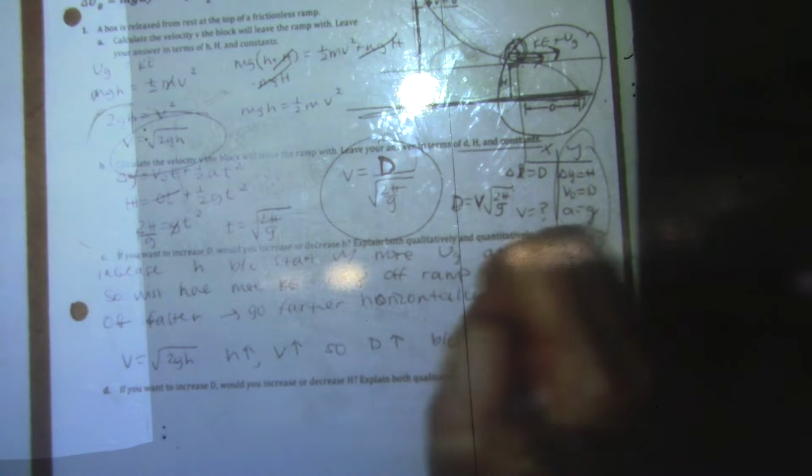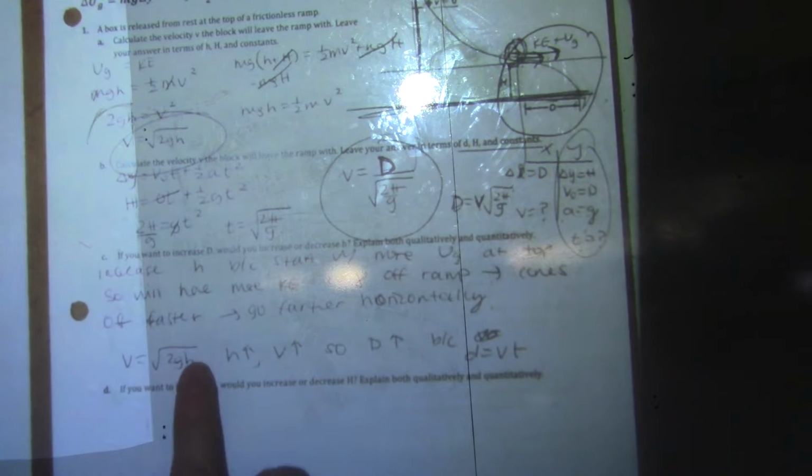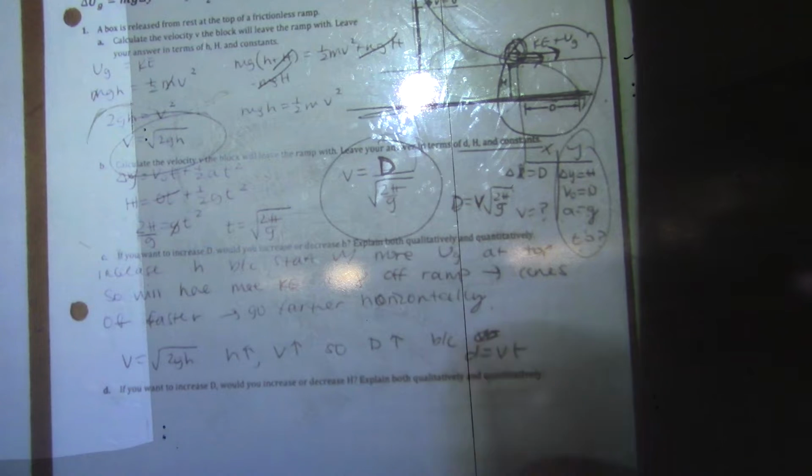And your quantitative is, we calculated the speed that it comes off with, v is the square root of 2h. So as h increases, the velocity will increase. So the distance will increase too, because d equals vt. If your height increases, your velocity increases. If your velocity increases, your distance will increase. If you want to increase distance, what would you do to the height?